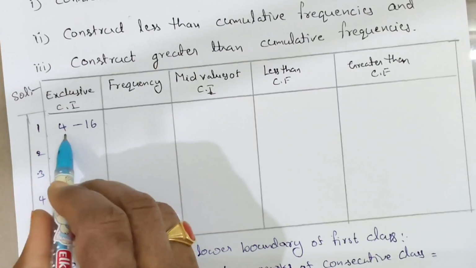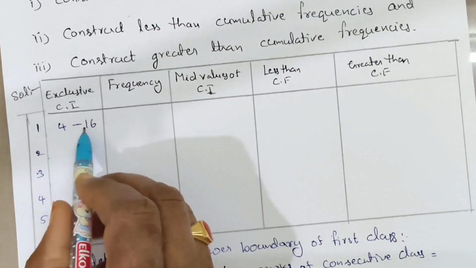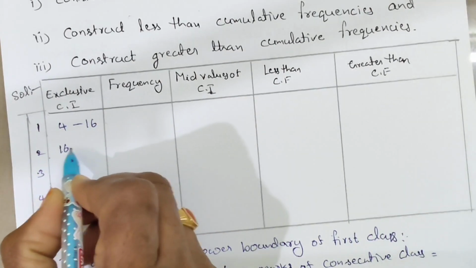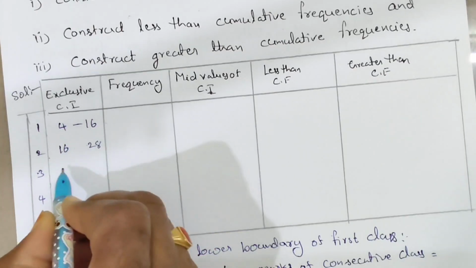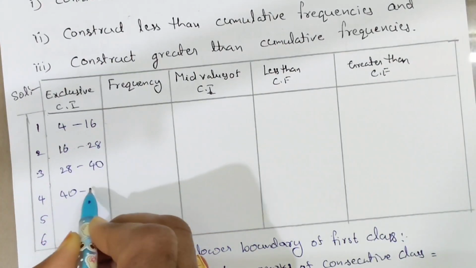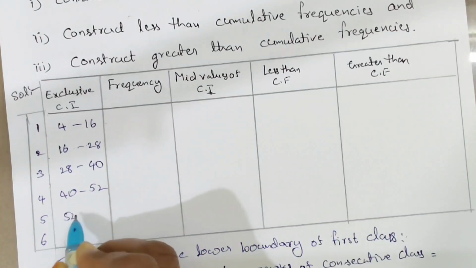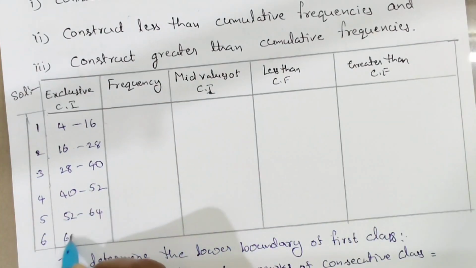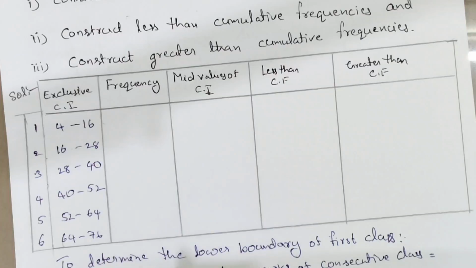Now here the first one is 4 and 16. The difference is 12. So the next class is 16 plus 12, which is 28. 28 plus 12 is 40. 40 plus 12 is 52. Next, 52 plus 12 is 64. 64 plus 12 is 76. These are the class intervals.